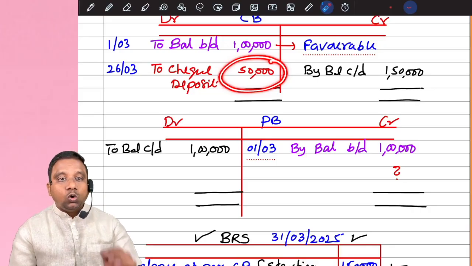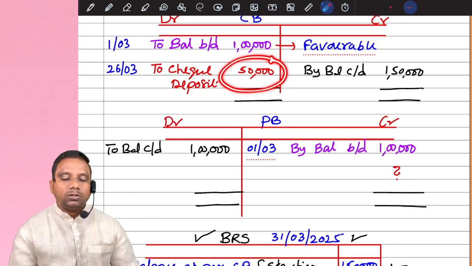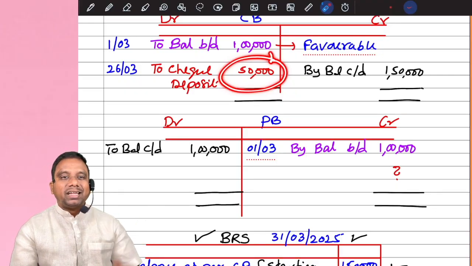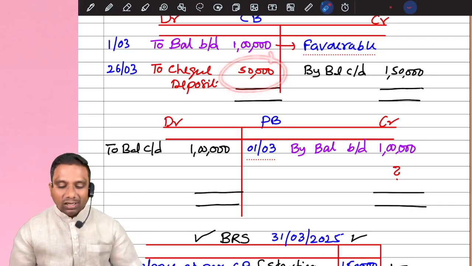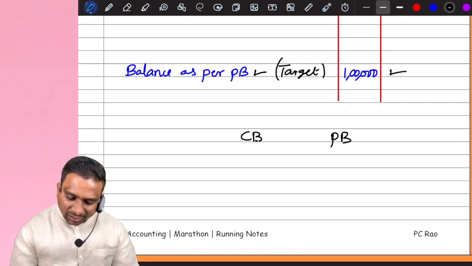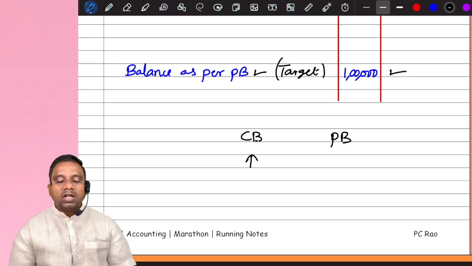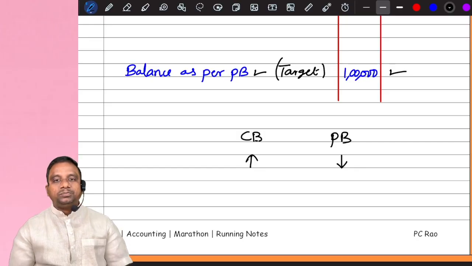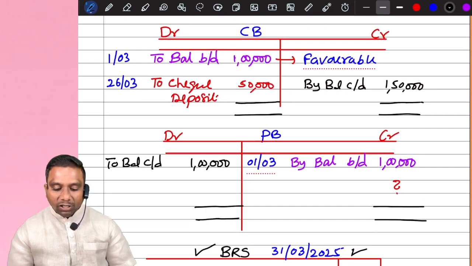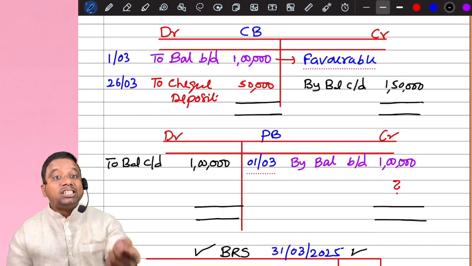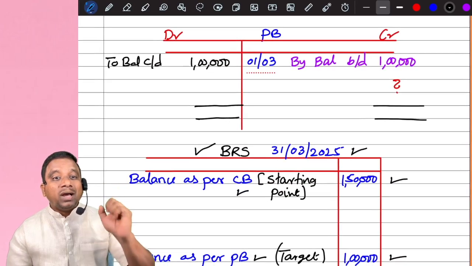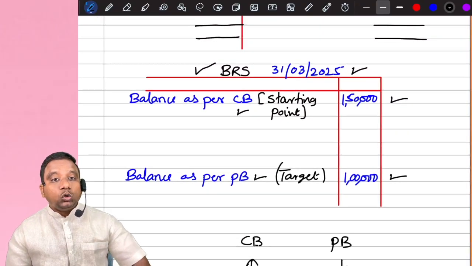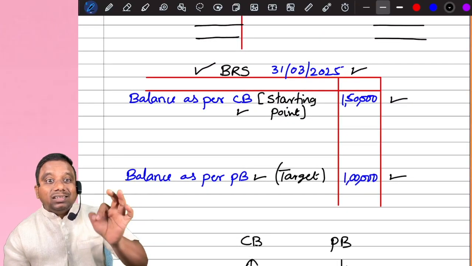Who recorded this transaction first? Cash book. Which side is it recorded? Debit side. By recording it on the debit side, does the cash book balance increase or decrease? Sir, cash book balance will increase. When cash book balance increases, automatically the passbook balance is less. Because of this 50,000 rupees transaction, cash book balance increased, but passbook balance did not. Compared to cash book, passbook balance is less by 50,000.